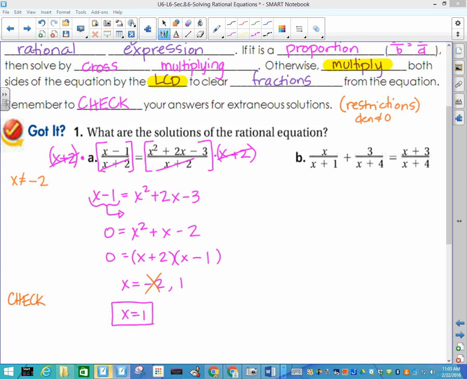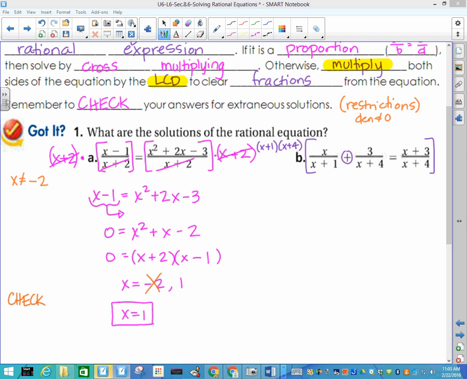Now, if you have time and want to, absolutely go put 1 in there and you'll find out that it does check. But that's another way you can know when you do your quiz or test whether or not you have the right answer before you turn your paper in. Okay, let's look at the next one. It's not a proportion because I have this plus sign in here, but I'm still going to multiply by the LCD to get rid of my fractions.